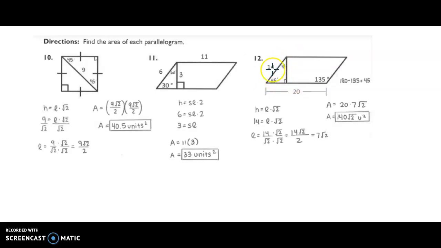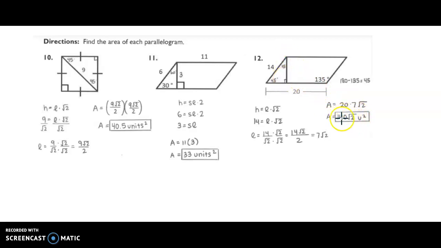The 14 is the hypotenuse. And if you know the hypotenuse for a 45-45-90, then how do you figure out the legs? You take that hypotenuse and you divide it by √2. Then you have to rationalize, and after the process, you end up with 7√2. So that's the height here. That's how we get 20 times 7√2 for this problem.